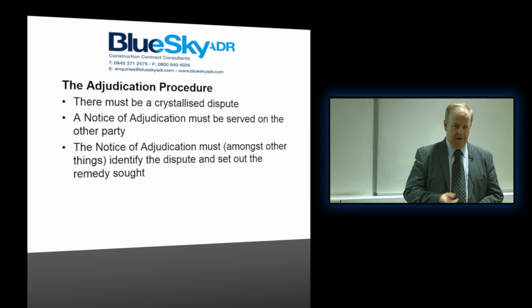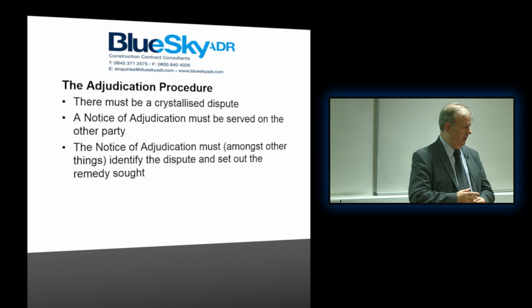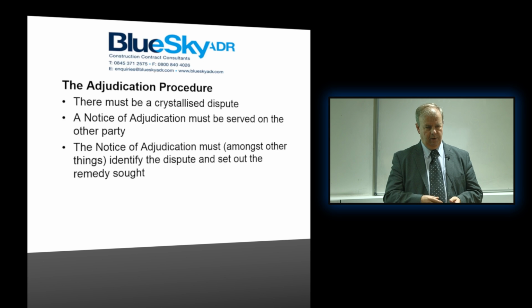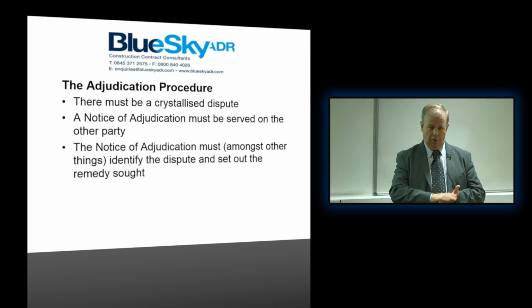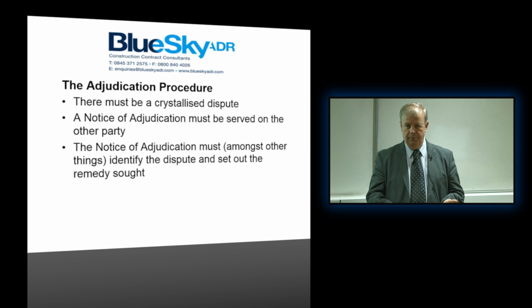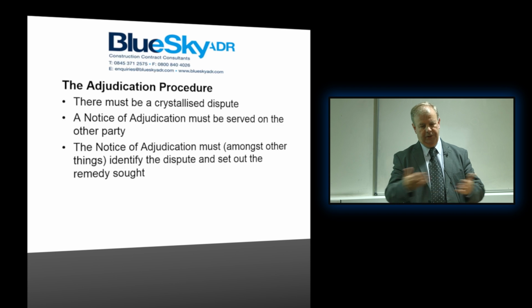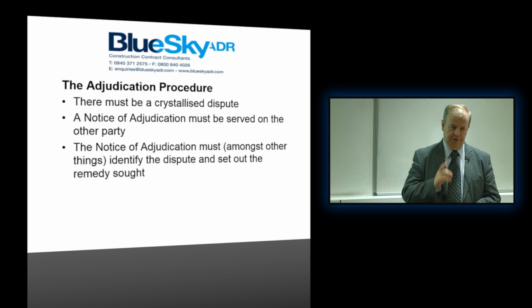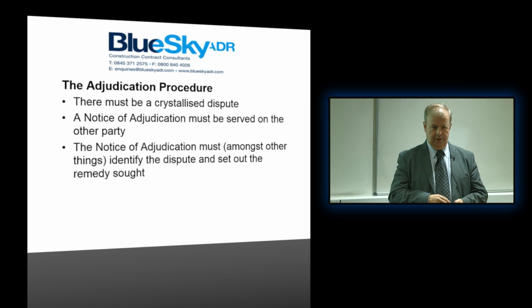A notice of adjudication must be served on the other side. The notice of adjudication doesn't have to be very long. Mostly, the notices of adjudication which we issue regularly are 2 pages, and all it's saying is who the parties are, what the contract is, what the project is, what the dispute is in simple terms, and what you're looking to get out of it. I paid some money or an extension of time or whatever it is you're looking for. So it's a very short document, but it's the most important document of all in the whole process, because it sets the jurisdiction of the adjudicator. So the jurisdiction of the adjudicator is set from that document.